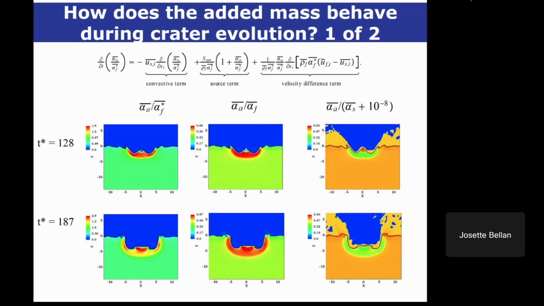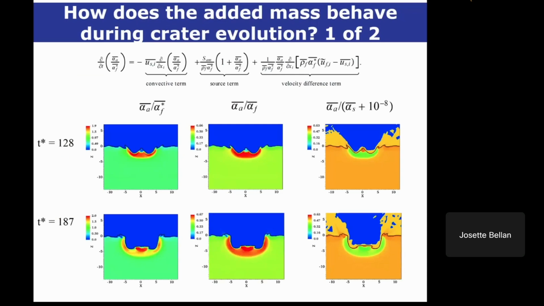Okay, so how does added mass behave during the crater evolution? Here's an equation that one can derive for the added mass that has a convective term, a source term, and a velocity difference term. So let's look at how important the added mass volume is.